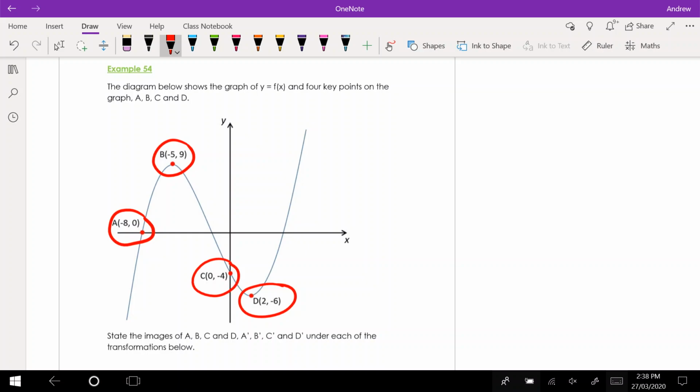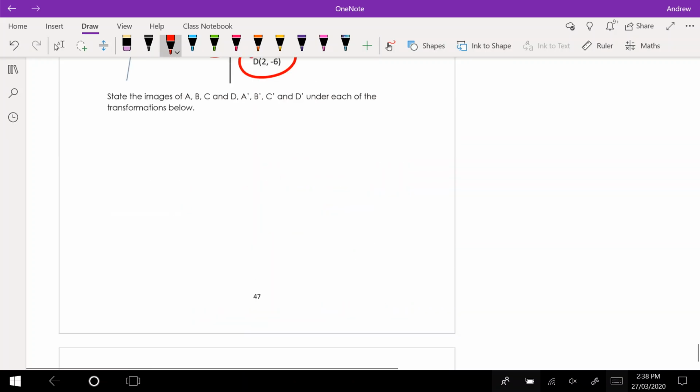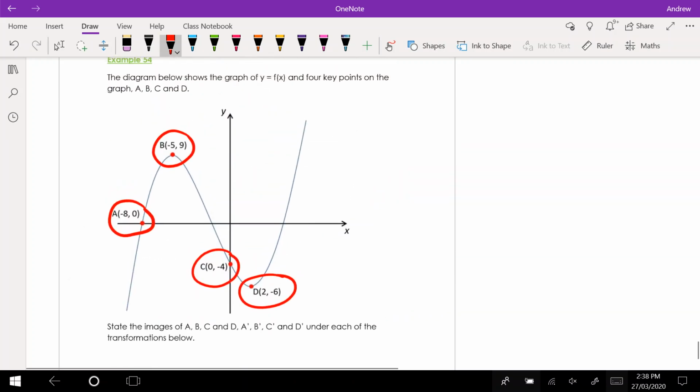Now, I'm going to keep the video on here for a second. What we need to do is copy the coordinates on top of our page, because we need the coordinates, otherwise we're going to be scrolling back and forth the entire time. So we want the coordinates negative 8, 0. We want the coordinates negative 5, 9, and just write them above that A, B, C, and D on our table.